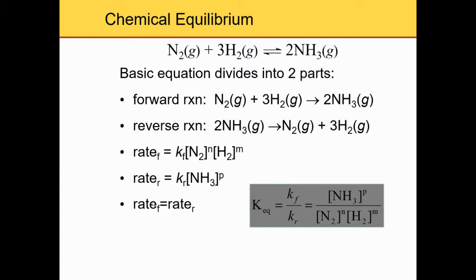Like this. And then K equilibrium equals Kf over Kr, because this item equals this item. Therefore, you can move these two to the other side. Originally, Kf multiplied by N2 and H2 equals Kr multiplied by NH3. Now you just move Kr to here and move N2 and H2 to here. That gives you K equilibrium, which is Kf over Kr, equal to this.